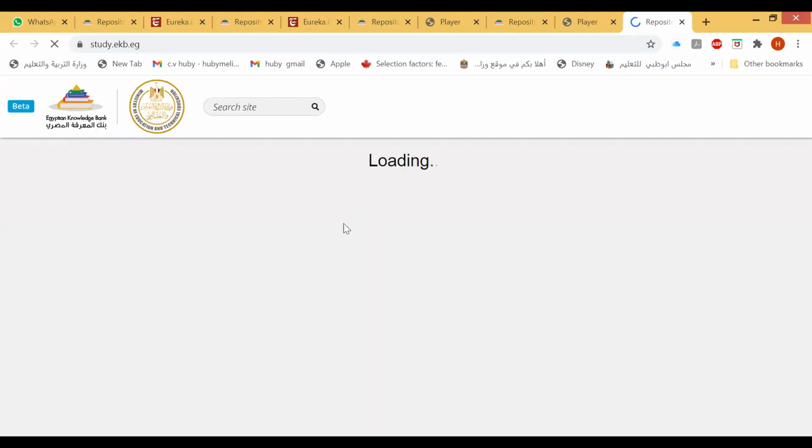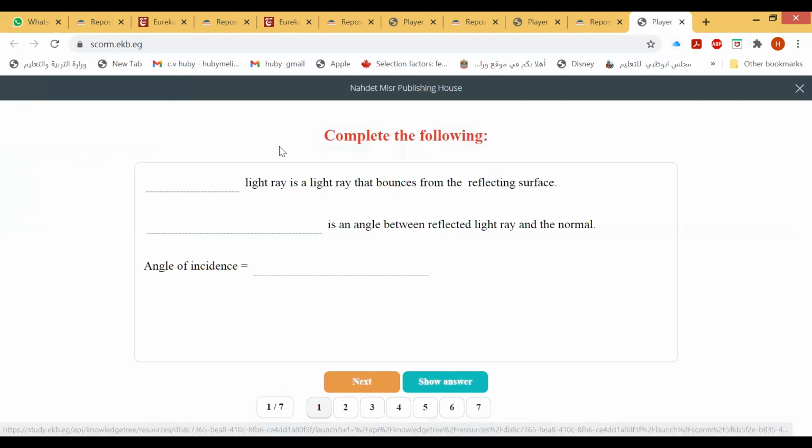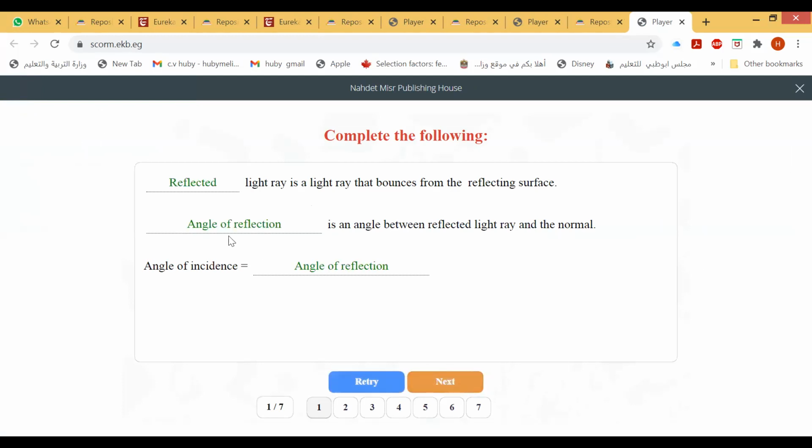Next activity. This is activity تقريبا. Exercise on mirror. Question number one, complete. What light ray is a light ray that bounces from the reflecting surface? What is the angle between reflected light ray and the normal? Angle of incidence equal what? Angle of طبعا reflection, شو.